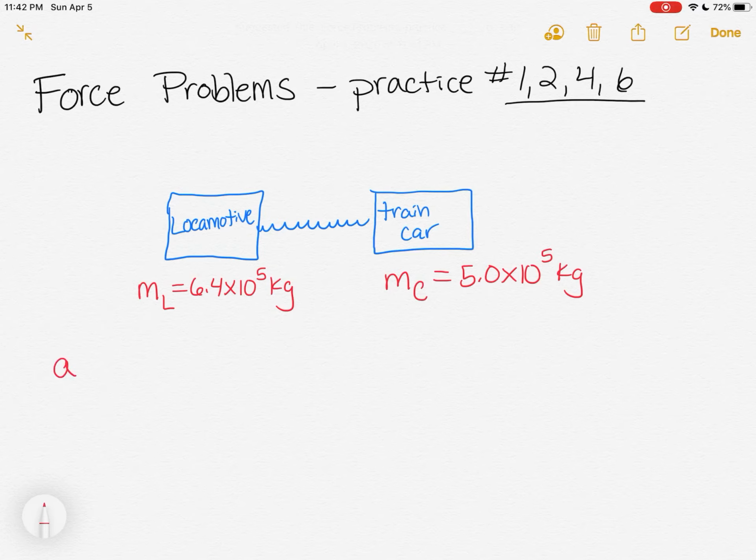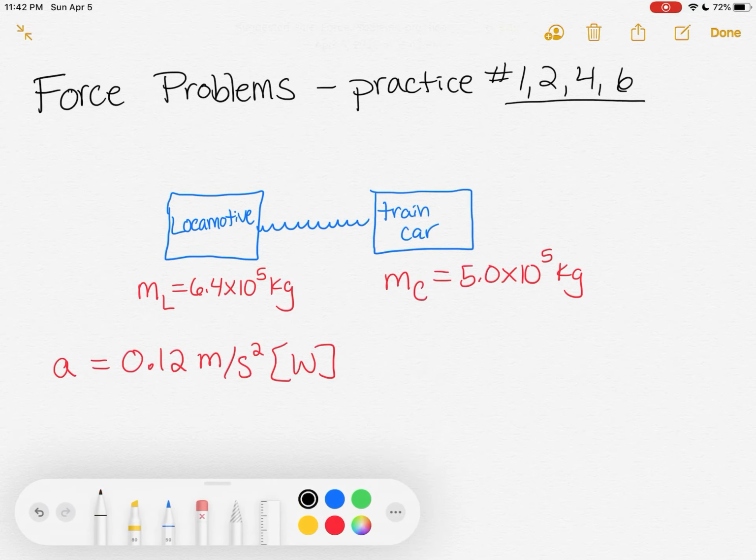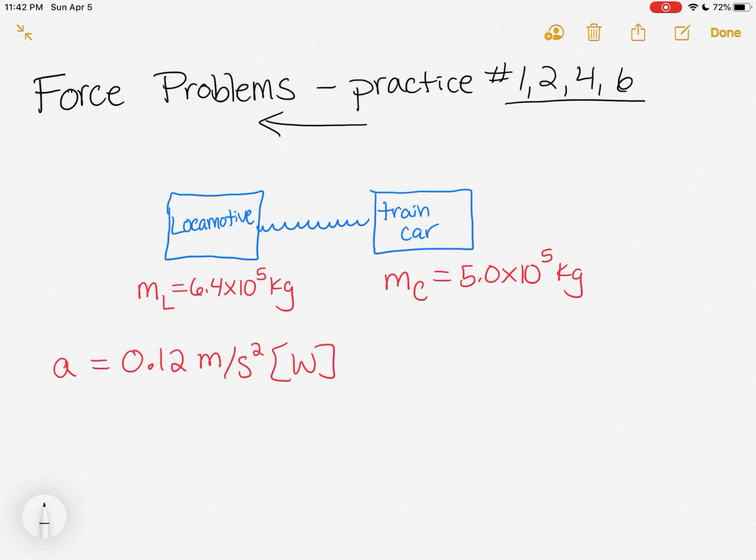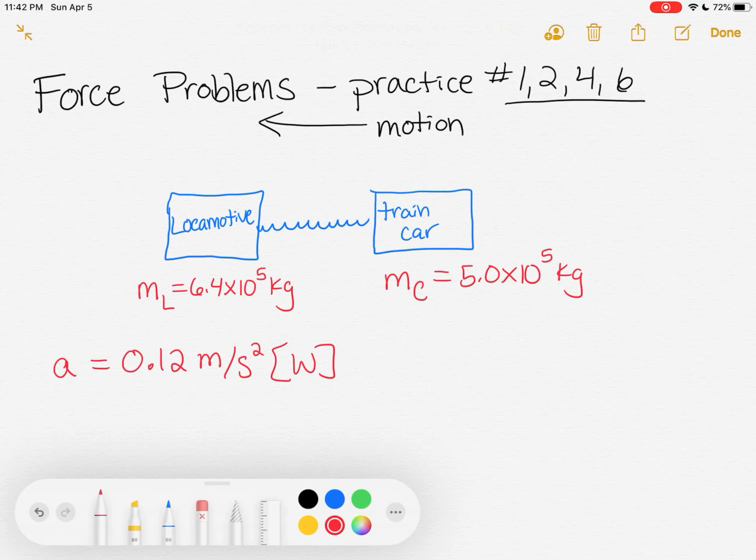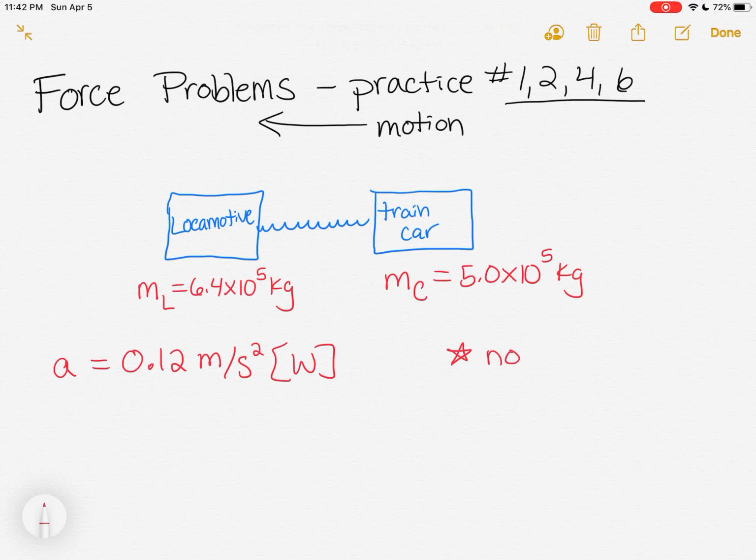I also know that we're accelerating at a rate of 0.12 meters per second squared. We're traveling to the west, which means I can add my motion into my diagram. So we're traveling left because that's going to the west. I'm also told in the question, assuming negligible friction, so we're going to assume no friction.